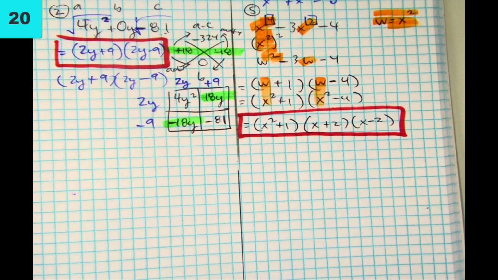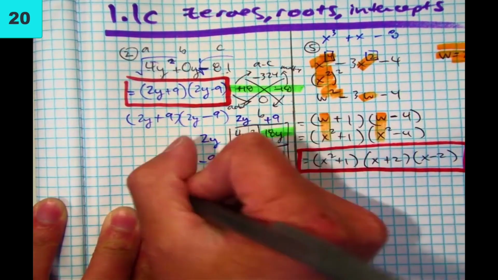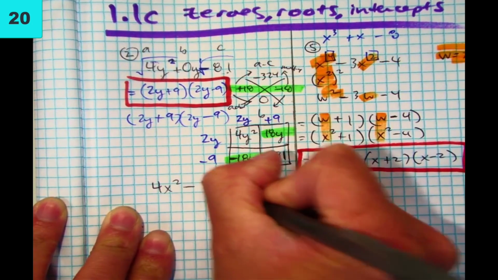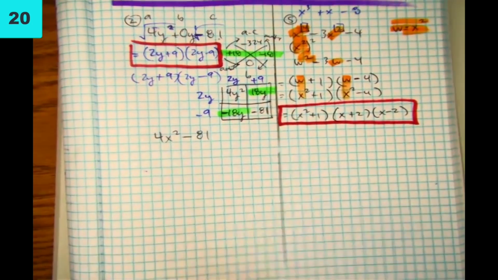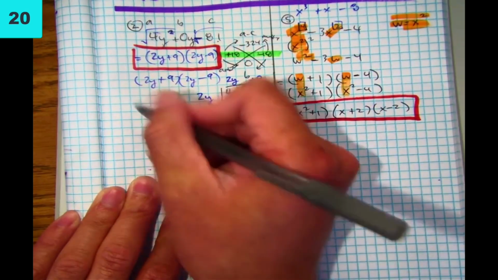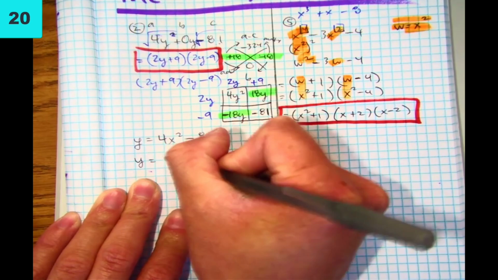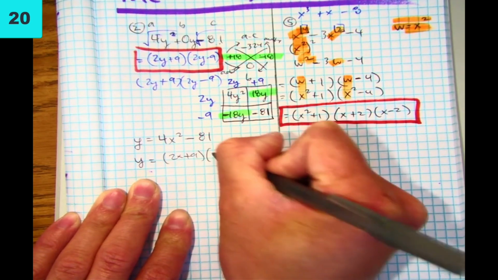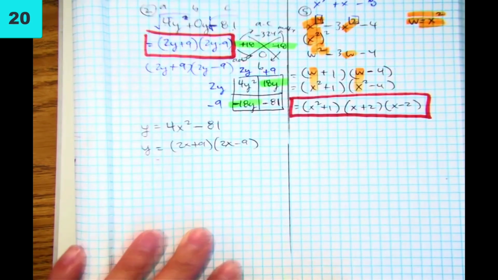Alright, let's say you wanted to graph this problem that we just did above by factoring. Let's just change it. 4x squared minus 81. And if you factored it, it would be essentially the same. So let's put a y in front of it. Now you have a function. Y equals 2x plus 9, 2x minus 9, right? That's how you factored it.